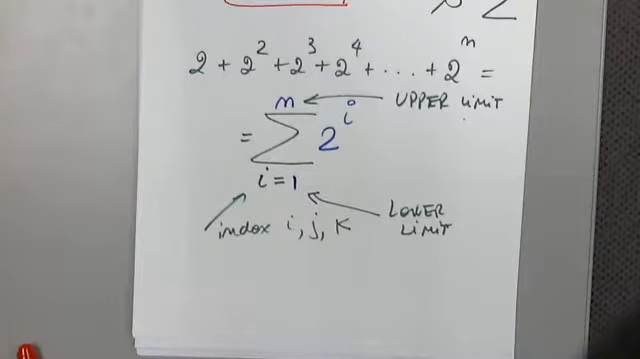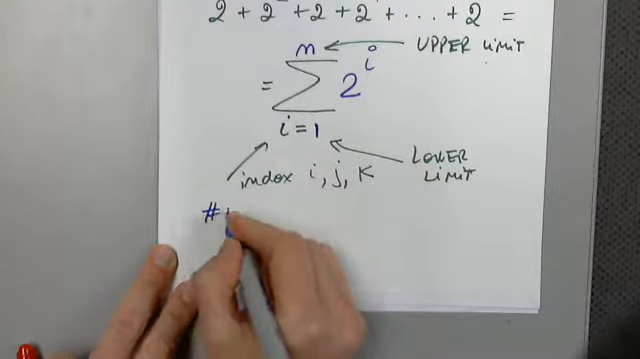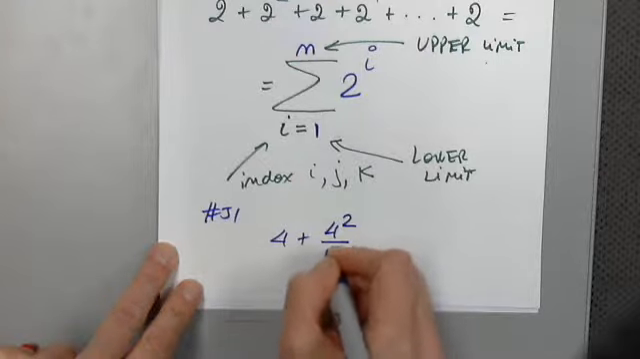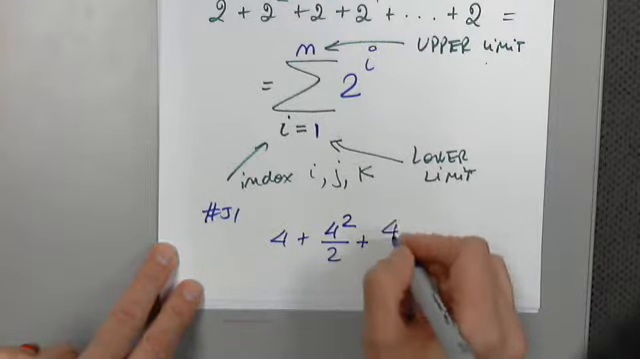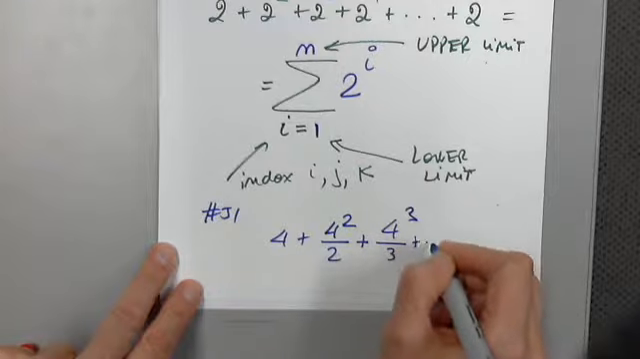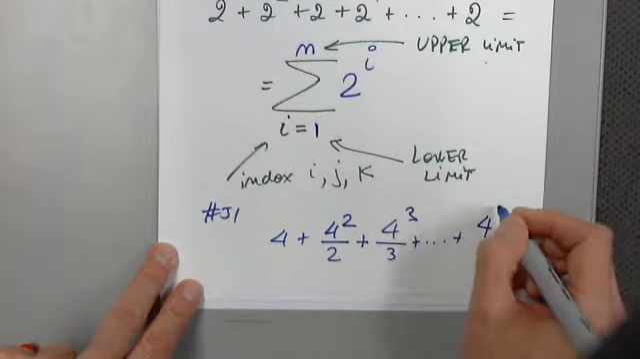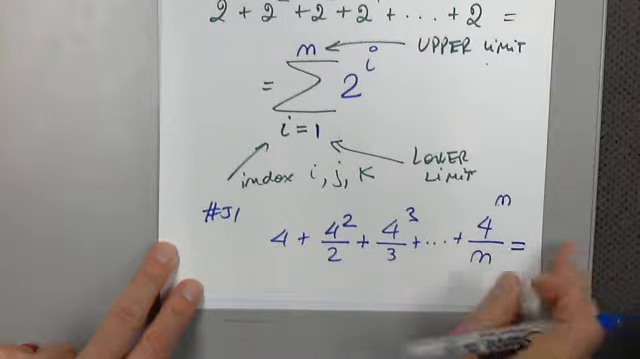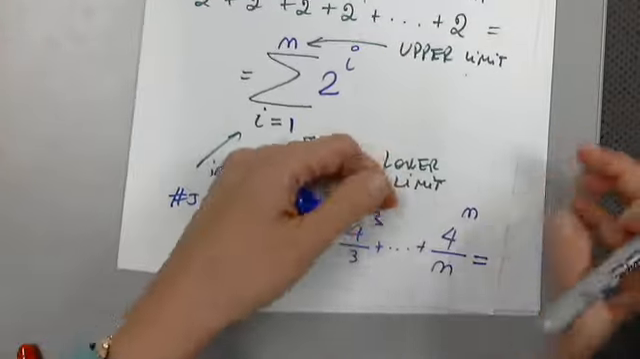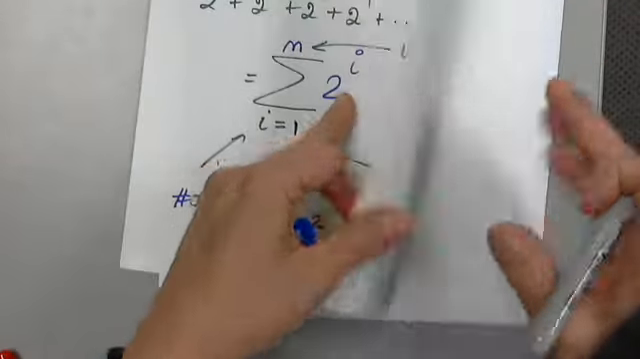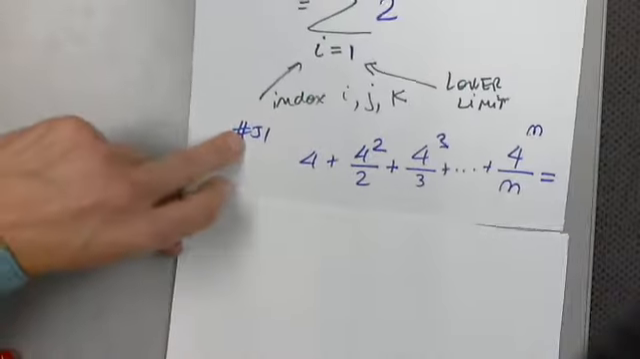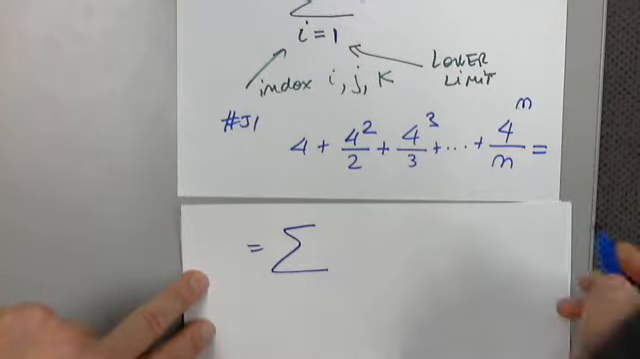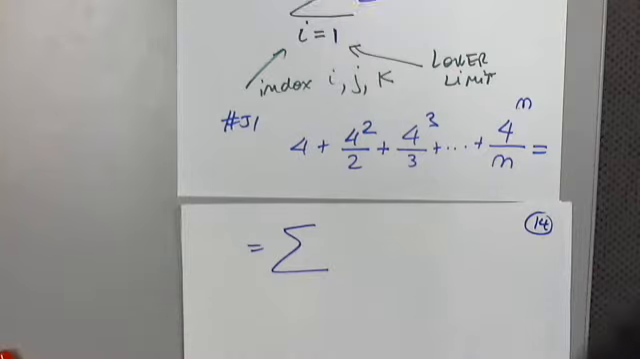Okay, what about 51? And we have 4 plus 4 squared over 2 plus 4 to the 3rd over 3 plus dot, dot, dot plus 4 raised to power n divided by n. We don't want this long thing. We just want to write a sum that expresses the whole thing at once.